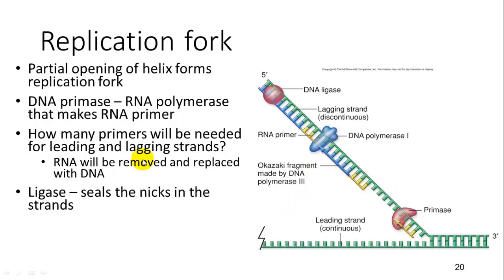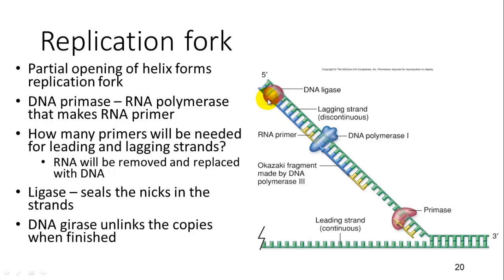Ligase then, after DNA polymerase comes and removes the RNA primer, there's still a section that needs to be bound, and DNA ligase will go and bind that little section and seal the nicks. Gyrase, DNA gyrase, then unlinks the copies when they're all finished. So once you complete 2 strands, you need gyrase to go in there to unlink them.